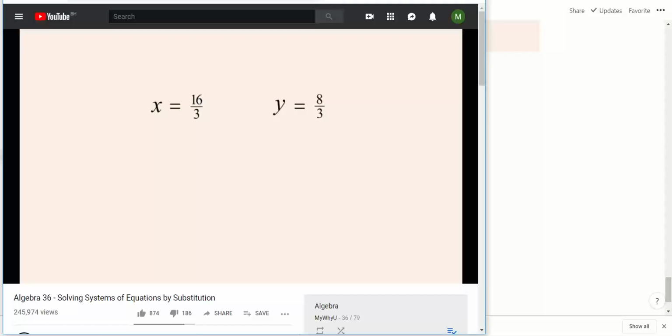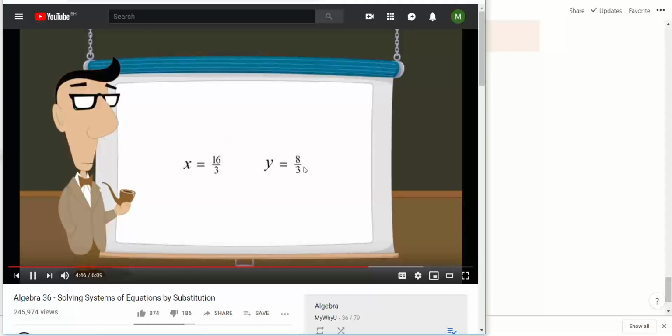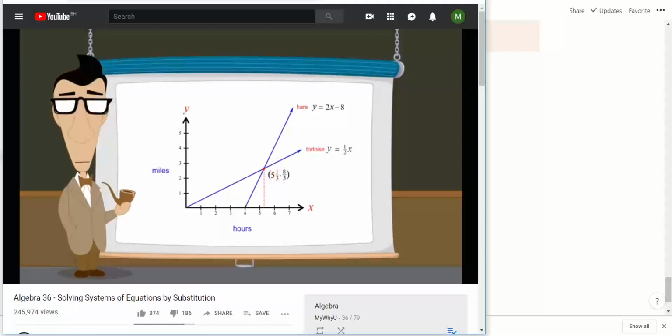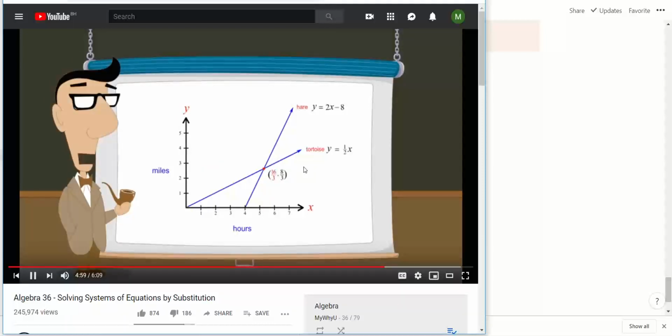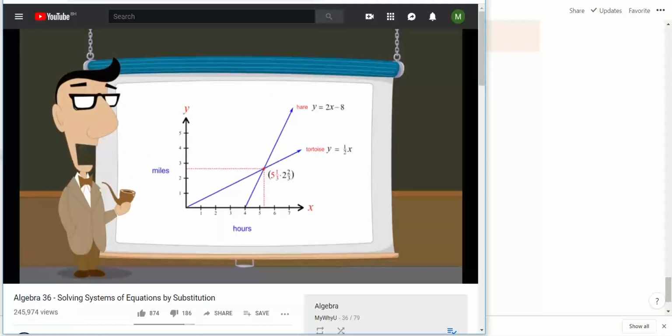We can check our calculated values for x and y by looking at the two graphs. Converting these fractions to mixed numbers, we see that this point represents an elapsed time of 5 1/3 hours and a distance of 2 2/3 miles from the starting point. So 5 hours and 20 minutes after the race has begun, the tortoise and hare meet 2 2/3 miles from the starting point.